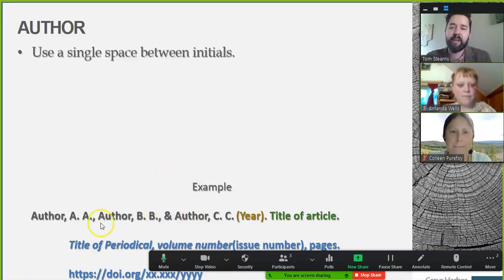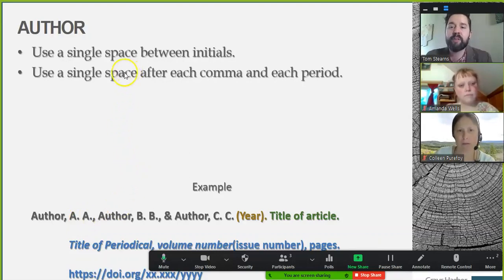You use a single space between initials. So that seems maybe like insignificant, but it's actually quite significant. So APA insists that you put that space between those two initials. Use a single space after each comma and after each period.